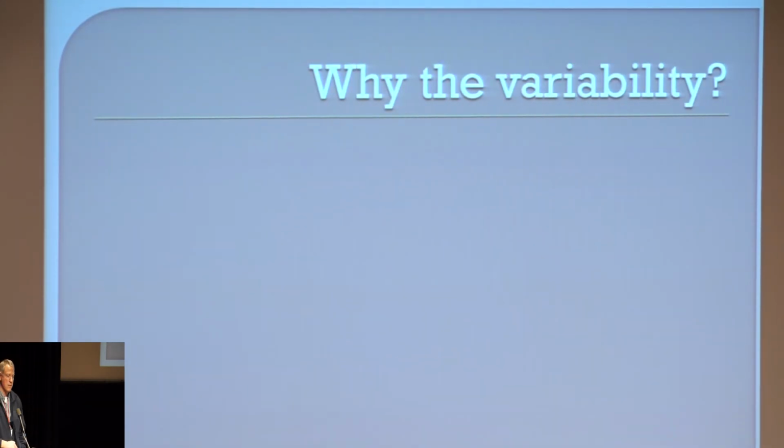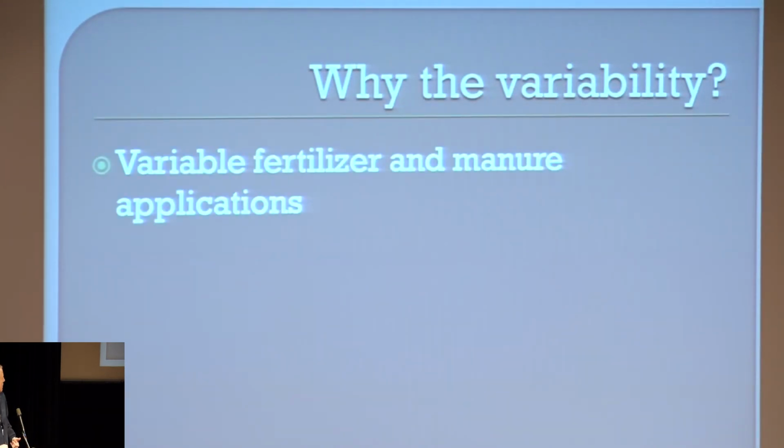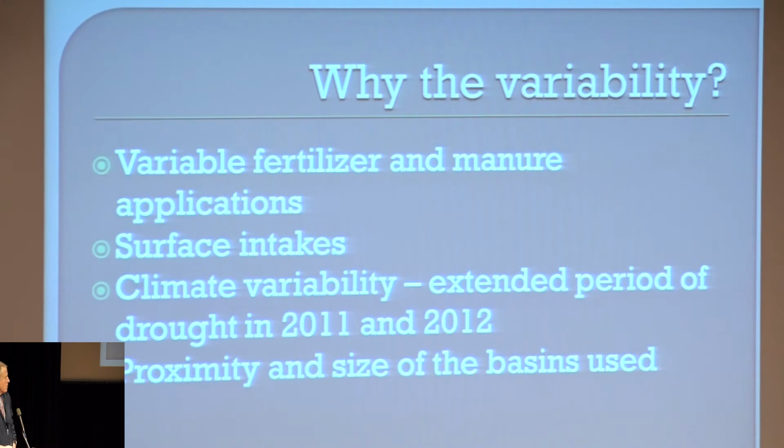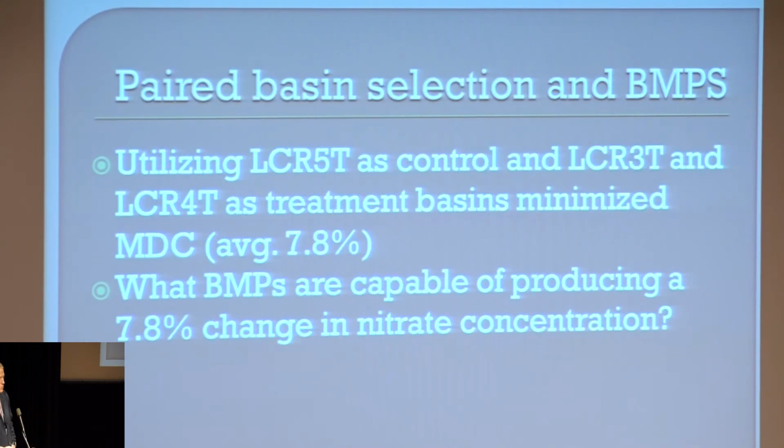Charles mentioned a little bit about why the variability between treatment and control pairs: possibly variable fertilizer and manure applications, presence of surface intakes, climate variability. We clearly had differences in climate as it affected nitrate yield and carryover, proximity and size. One basin was larger than the others. All these things need to be factored in, and we haven't figured out all the answers, but those are things that might have contributed to the differences.